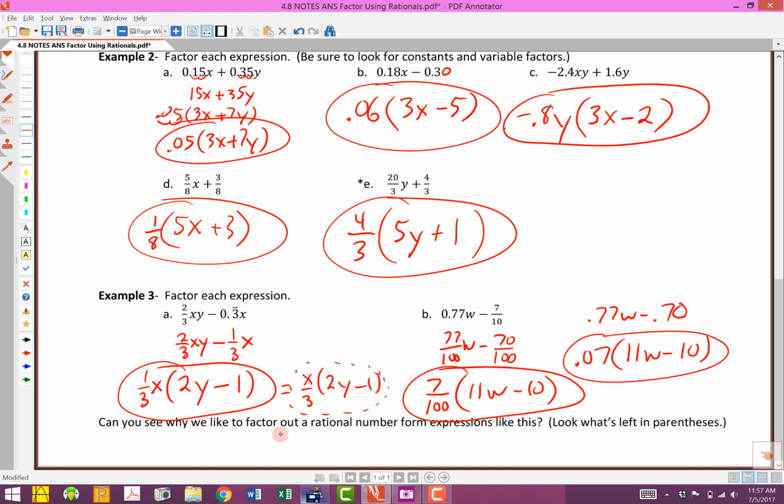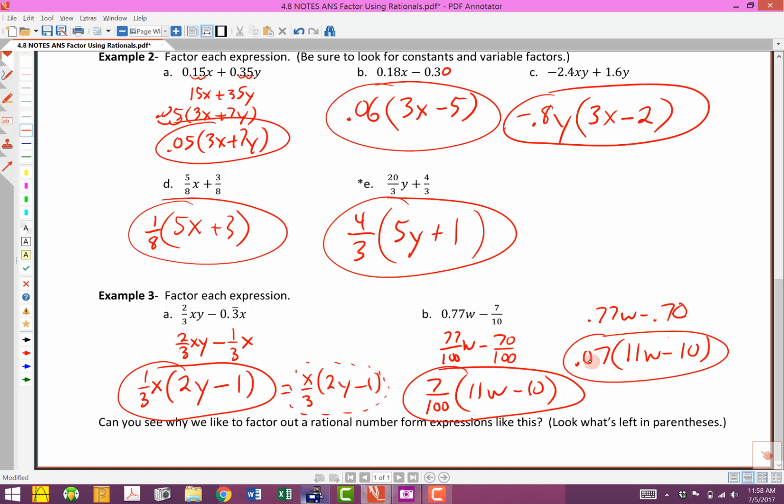So can you get a sense of why we like to factor out the rational number form in expressions like this? Look what's left in parentheses in every single one of these. I realize it's a pain. I realize working with fractions and decimals, you're thinking, hey, can't we just leave these things the way they are? But look what's inside parentheses: 11w minus 10, 2y minus 1, 5y plus 1, 5x plus 3, 3x plus 7y, 3x minus 5, and 3x minus 2. What's left inside is a really nice expression with just integer numbers, and we tend to like working with those.